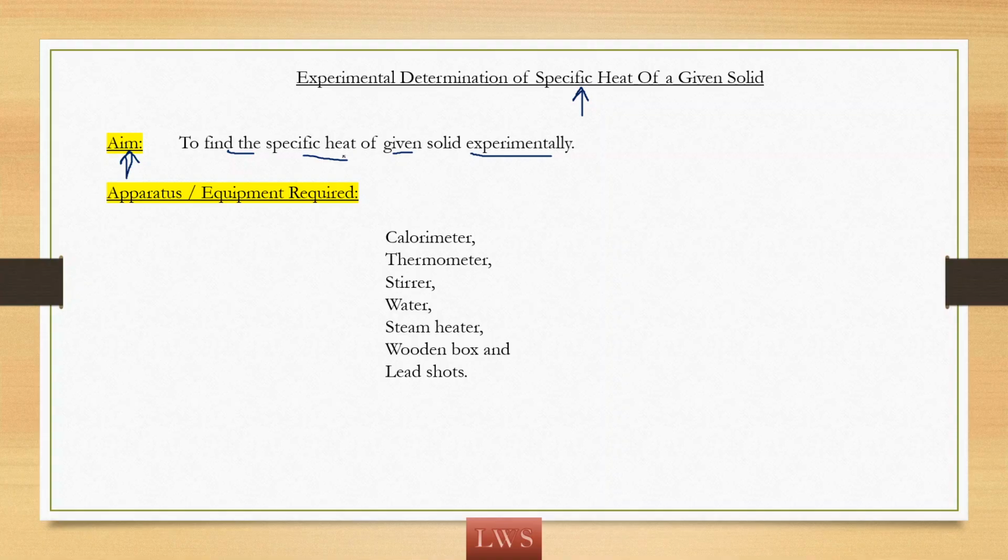Usually aim refers to why we are actually doing the activity. So here in this activity our aim is to find the specific heat of the given solid.